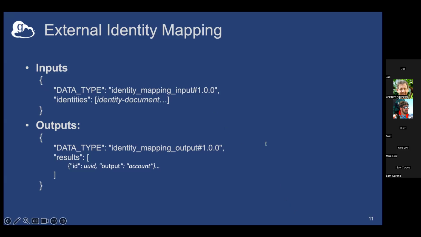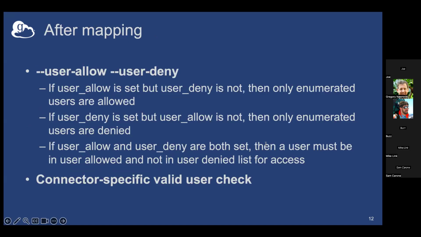Finally, after the Globus identity has been mapped to an account, you can decide whether or not that account is actually allowed to access the data resources governed by the storage gateway. It's a little bit confusing. There is both a user allowed and a user denied list. If only one is set, then the behavior is different than both.